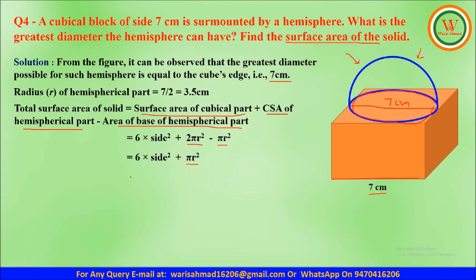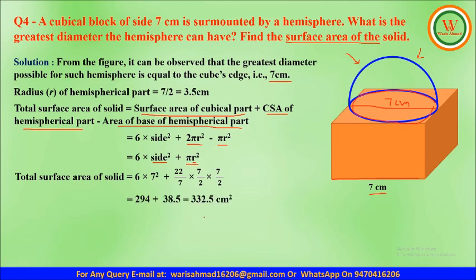After that, we can put the value of edge of the cube and the radius of this hemisphere. So here we can write 6 into 7 square plus 22 upon 7. On the place of pi we can write 22 upon 7. On the place of radius we can write 7 upon 2. And after solving this one we will have 332.5 centimeter square. So the surface area of this solid will be equal to 332.5 centimeter square.